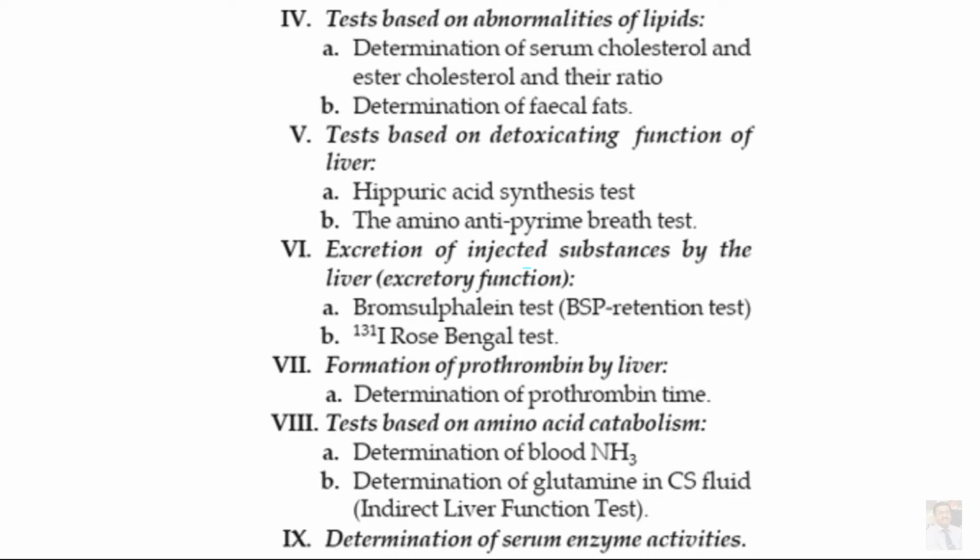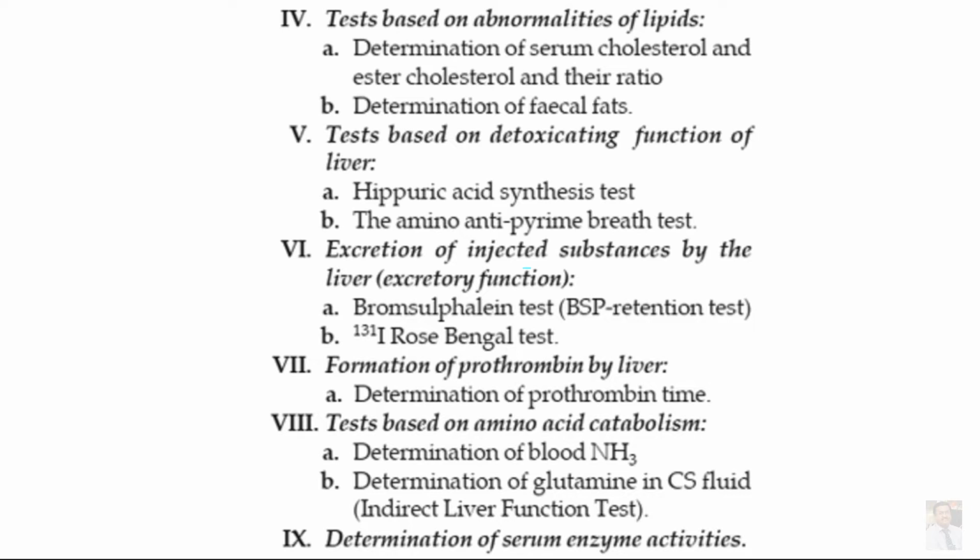The next one is the seventh test, formation of prothrombin by the liver. I already told you that this is a blood clotting parameter. There is prothrombin, thrombin, and everything. The formation of prothrombin by the liver can be assessed by the prothrombin time. Prothrombin time is the determination of a blood clotting parameter, and the time is very important, because based on the time we can identify whether the blood clotting factors are at normal concentration or not.